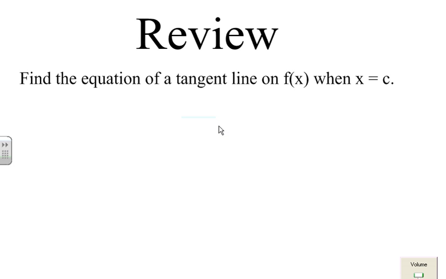Alright, well, what we're going to do is talk about tangent lines and how to find them and use them to find different values of a function. Now, a quick review.